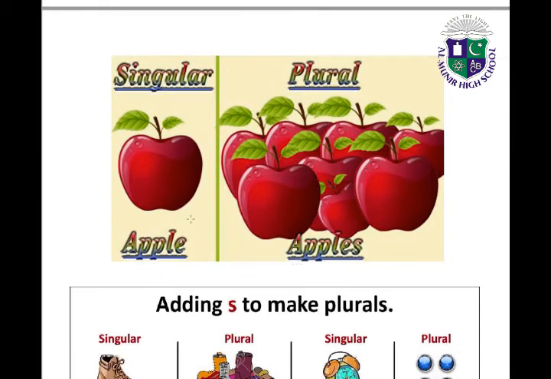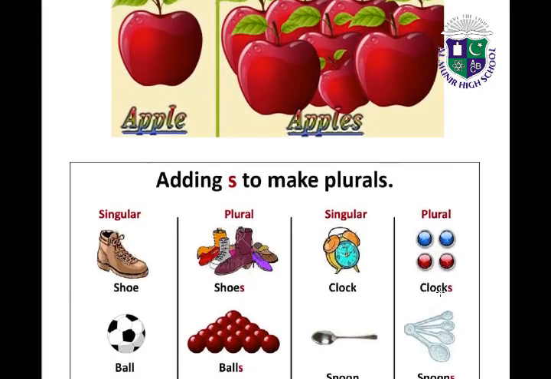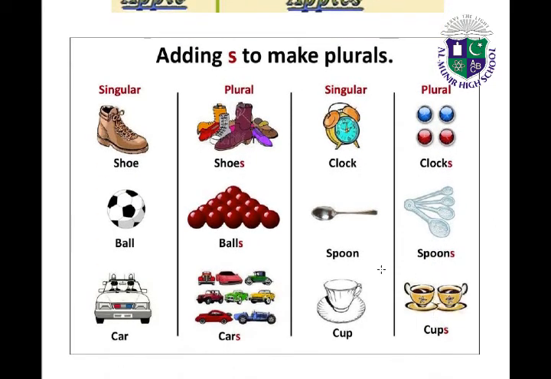What is singular and plural? Singular is one thing, and when we have more than one thing, that is called plural. Here if we have one apple, we just say apple and it is singular. And if we have more than one apple like this, we call it apples. We read it like this, apples. We add s to make the apple plural. In this chart you can see we are adding s to make the singular things plural.